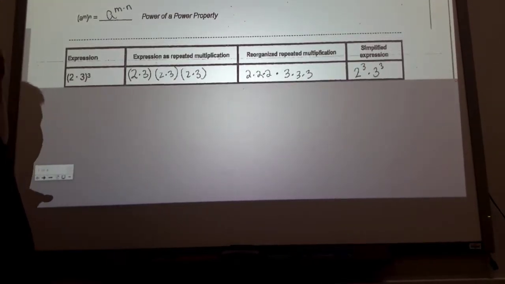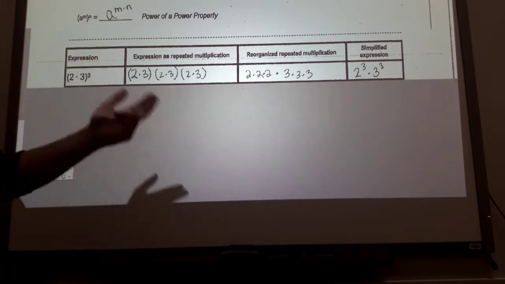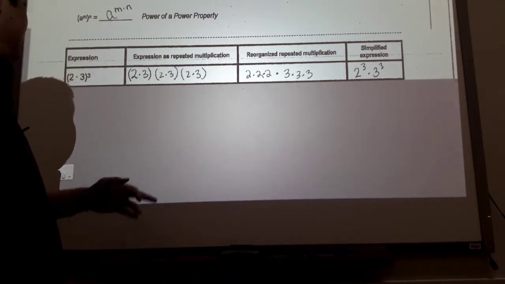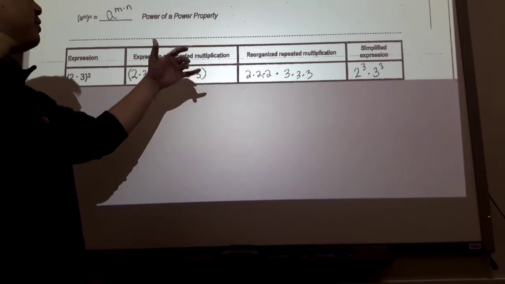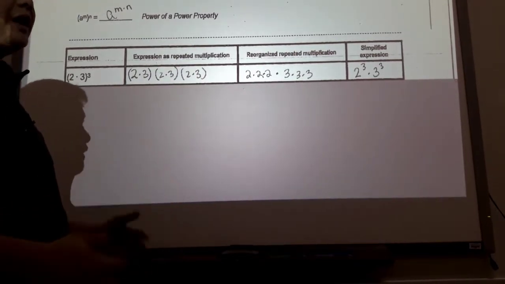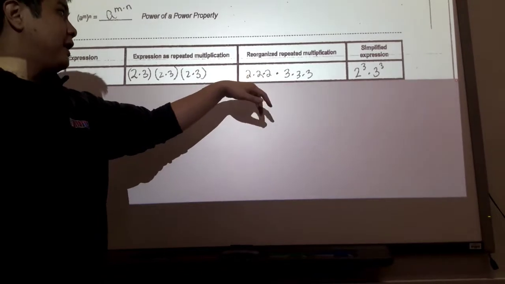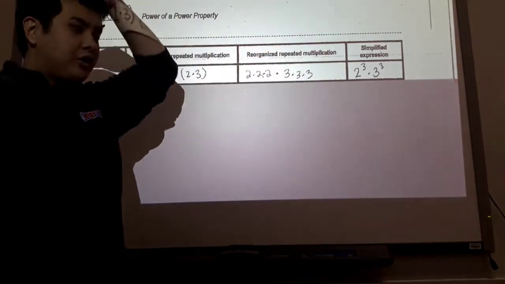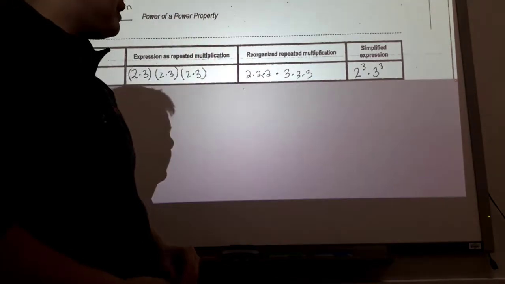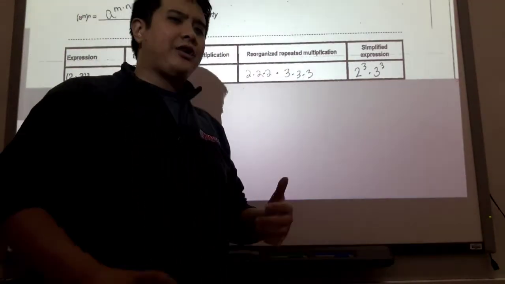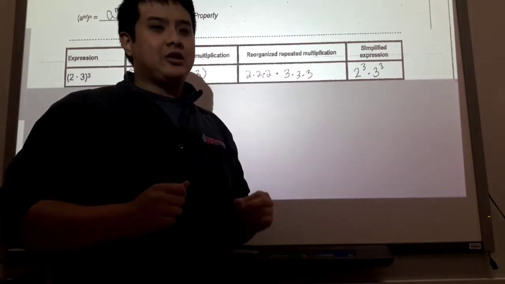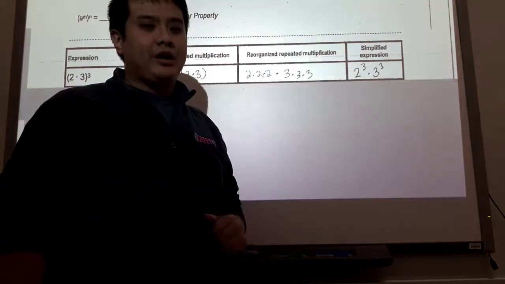Here our first question is 2 times 3 to the third power. To expand that out, we know that to be 2 times 3 times 2 times 3 times 2 times 3. If we were to rearrange it with repeated multiplication, it's 2 times 2 times 2 times 3 times 3 times 3. Simplified is 2 to the third times 3 to the third. In this case, when we talk about simplifying, we're not actually trying to find the numeric value. Okay, we're still just trying to write it in exponential notation, which is done right here.